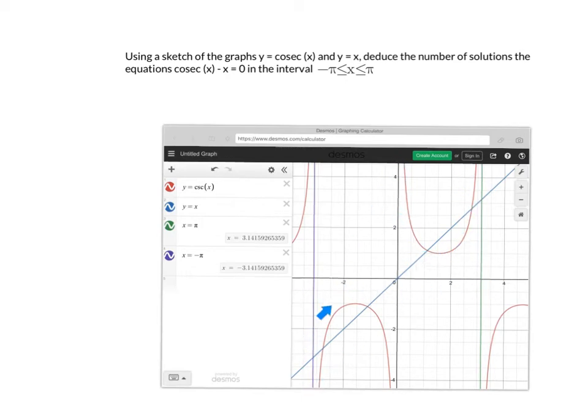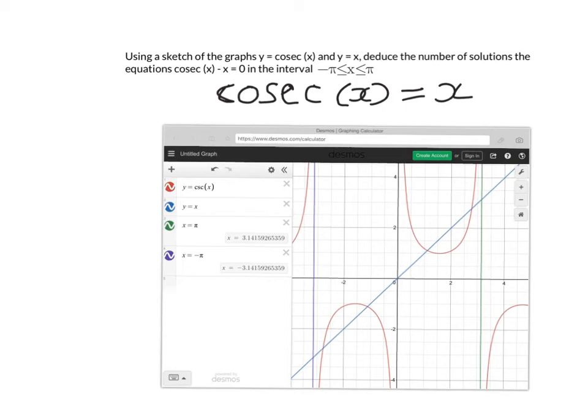There is cosec. We know it starts at 1. The minimum value of this bit's 1 and it's just going to get bigger. The maximum value here is negative and it's just going to get smaller. This is y equals x. Now, we can see here these graphs meet at 4 places. Well, why is that relevant? Well, it's relevant because I can rearrange the equation to cosec x equals x. Solutions can be shown by when the graphs intersect. There's 4 intersections, and therefore there are 4 solutions between negative pi and pi.